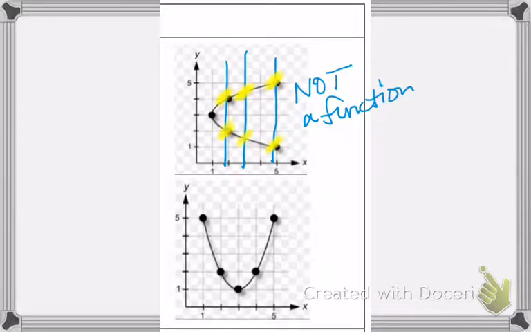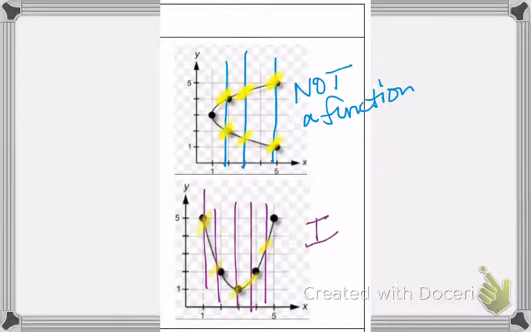Now this next one, if I were to draw a vertical line anywhere on here, it only ever touches one spot. So right here, it's only touching once, right there, touching once, right there, and once right there. So as such, this is a function.